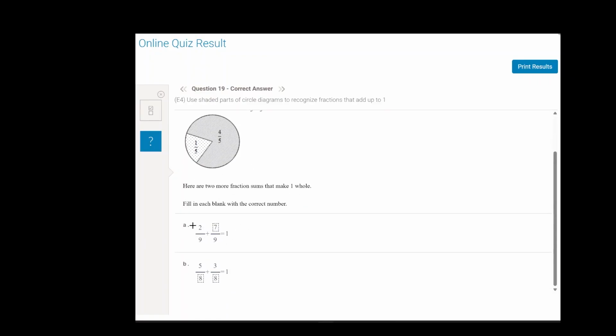Here, 2 plus 1 equals 9. No. 2 plus 5 equals 9. No. 2 plus 6 equals 9. No. 2 plus 7 equals 9. So they make one whole. 5 plus 3 is 8, so just put everything on it.